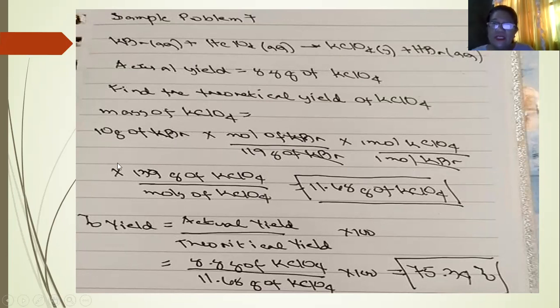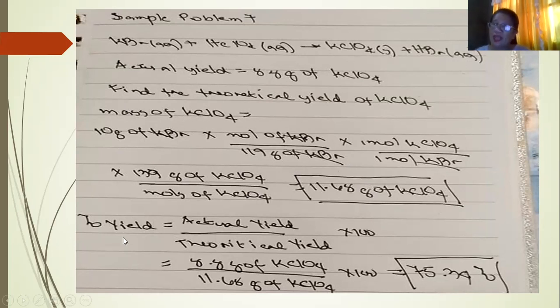And finally, what is needed is the mass of the potassium chlorate. So get now the molecular mass of potassium chlorate, which is 139 grams of potassium chlorate over the mole. So cancel the mole of potassium chlorate. Then use now your mathematics by multiplying 10 times 139 divided by 119, we have 11.68 grams of potassium chlorate. This is now our theoretical yield.